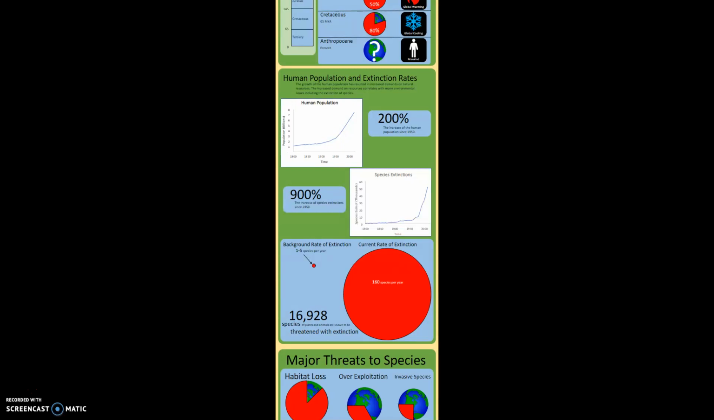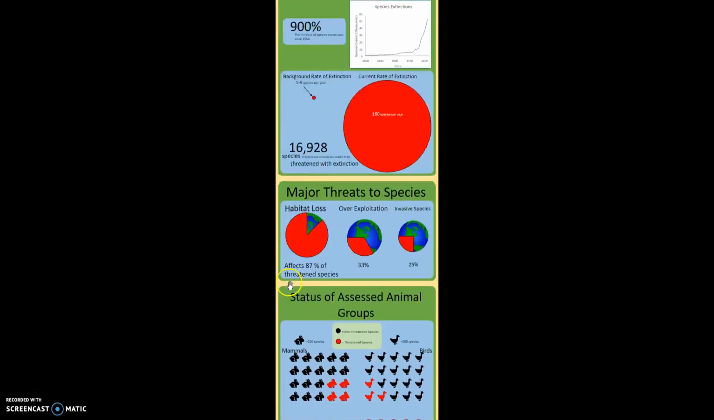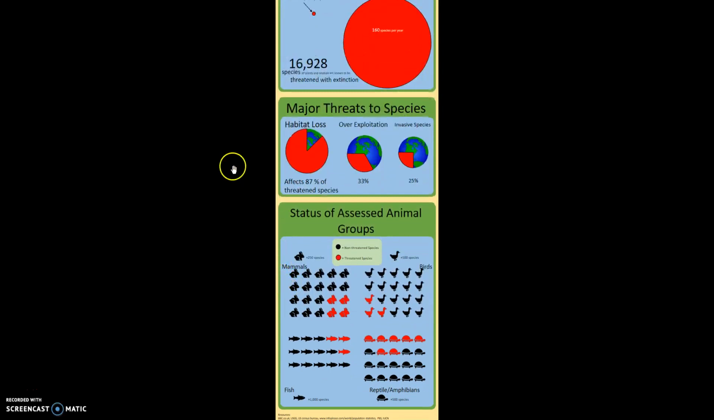The last piece of information in this section is the number of threatened species on the planet, and this is just included to further illustrate the problem. The next section is the major threats to species. This is to inform people of what is causing the problem itself and to provide a starting point for research should the readers look into the problem.